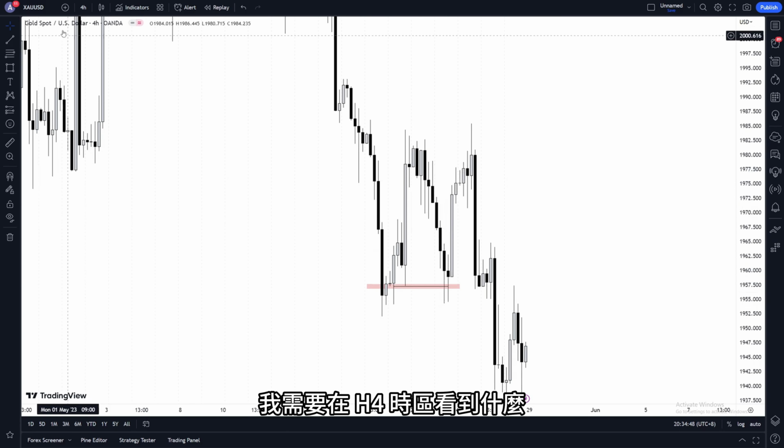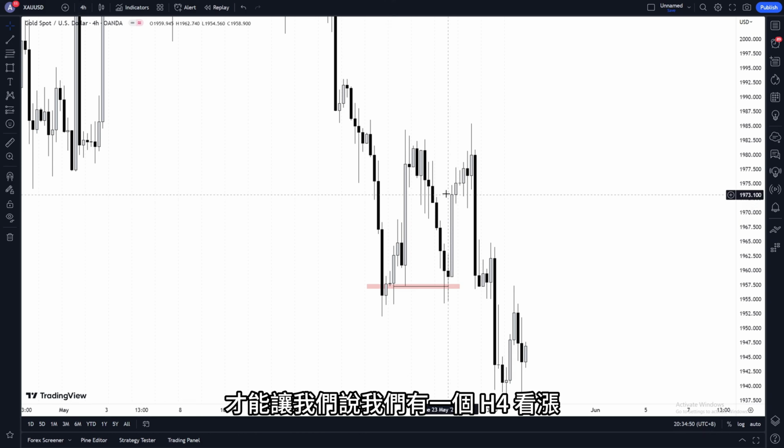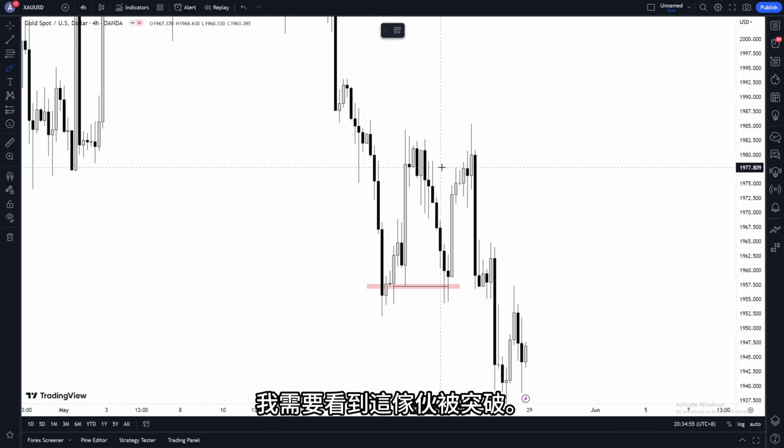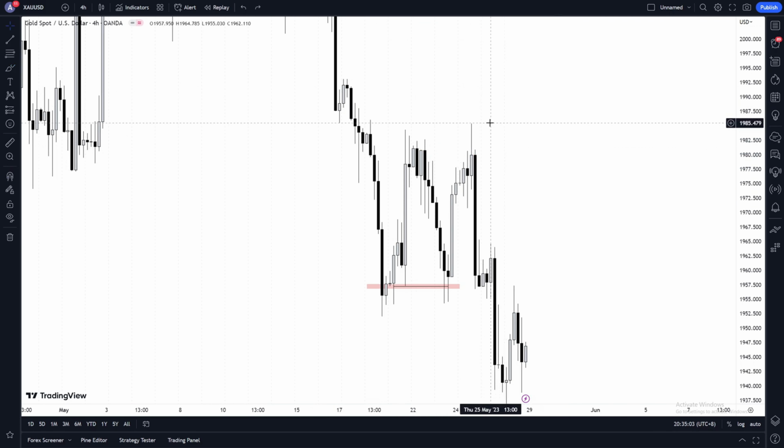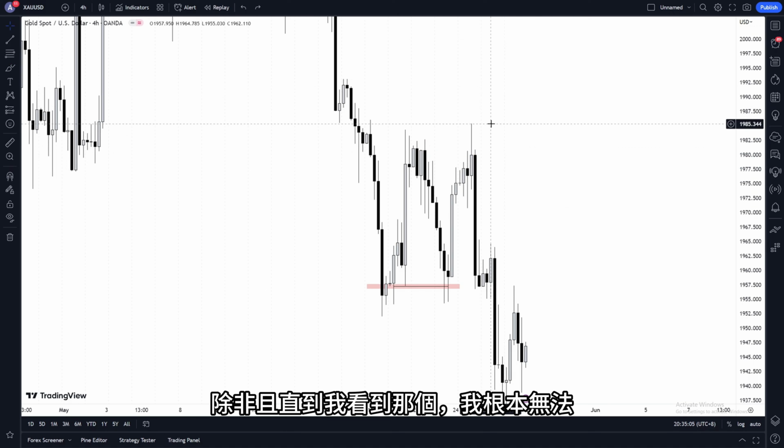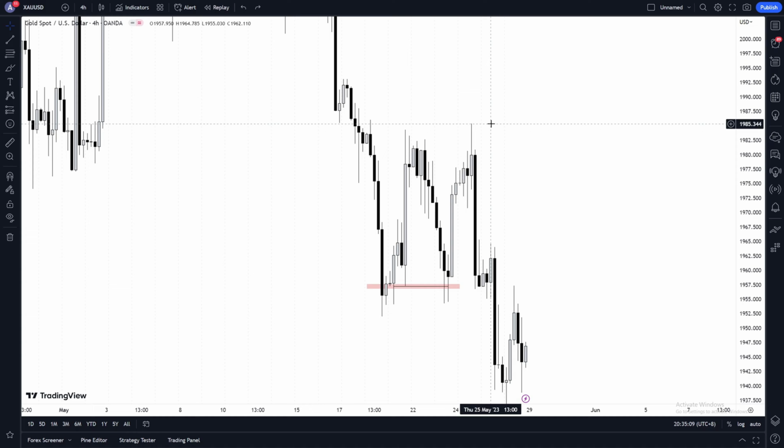What do I need to see on the H4 time frame for us to say that we have a H4 bullish break? I need to see this guy get broken. Broken meaning body of the candle break, correct? I need to see body of the candle break. And until and unless I see that, I simply cannot say that we have a daily bullish storyline.